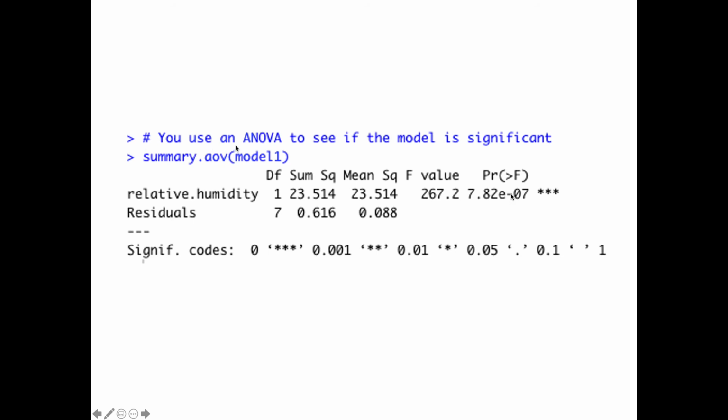This tests the significance of the slope. See how this is relative humidity. That's the slope value. And so what it's basically telling you is that the slope attached to relative humidity is significantly different from a slope of 0.